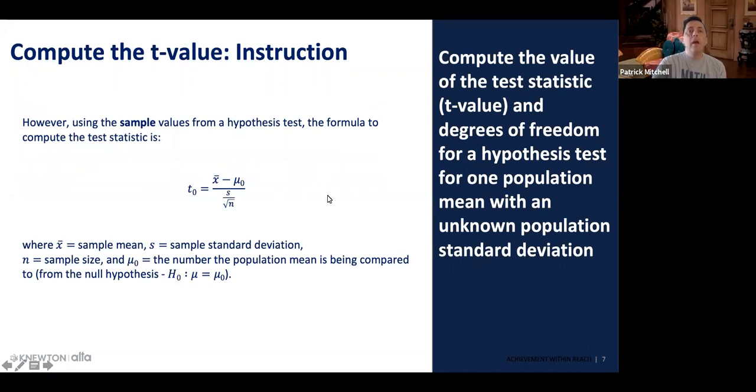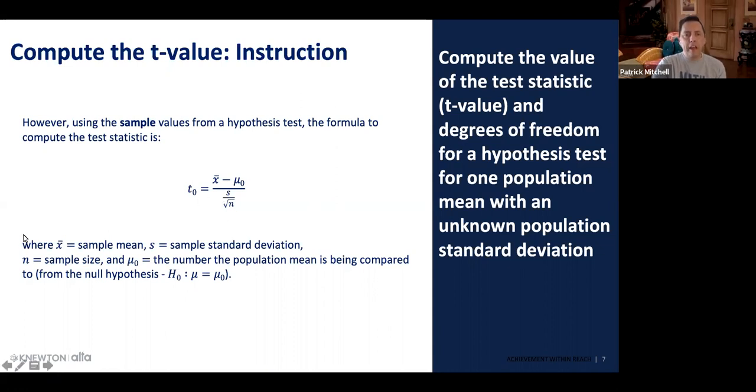Okay. Using the sample values from a hypothesis test, the formula to compute the test statistic looks like this. So it's pretty much the same formula we were just looking at. Mu sub 0 will be the value of the population mean from the null hypothesis. So what I sometimes call the hypothesized mean. So in a world where the null hypothesis is true, the sample that you collect will have a t-score that's given by this formula. And that will give us a sense of how unusual it would be to have a sample that extreme. And based on that, we will decide whether to reject or fail to reject our null hypothesis.